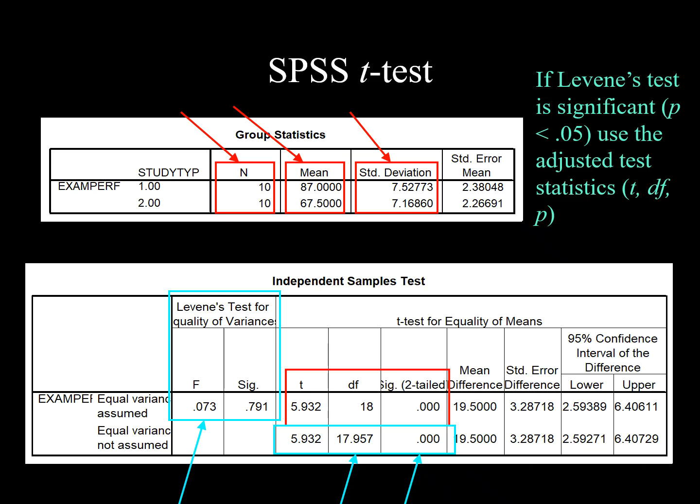So generally, when we're reporting this, we'll simply say Levene's test was insignificant, therefore equality of variance was assumed, and here's the results. If it was significant, we'd actually report it. Levene's test was significant, we'd report the F, we'd report the significance, and therefore we use the equal variance not assumed, and here's the results.